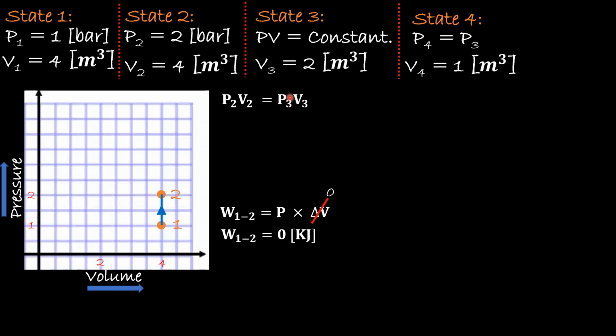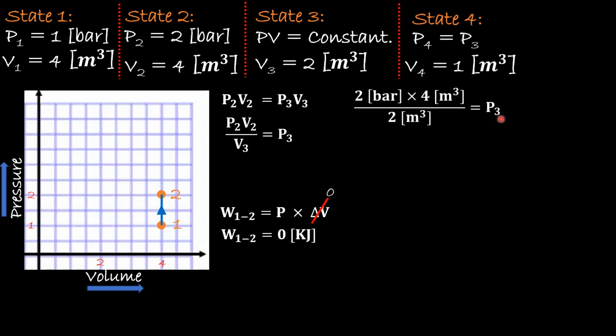So here we will solve for pressure 3, and then we will plug in the given values and plug this into your calculator, and it will give you the answer of 4 bar. So that will be your state 3.